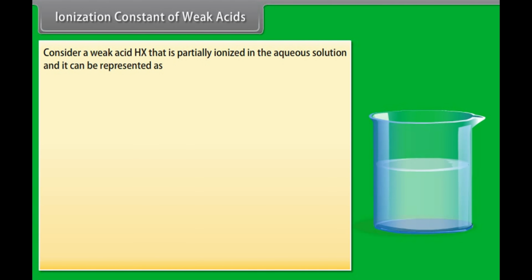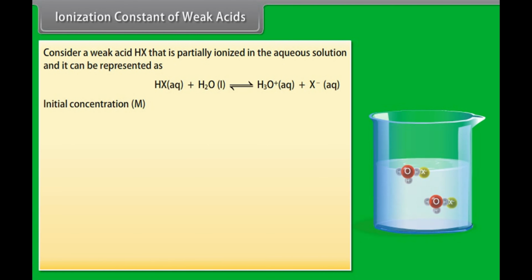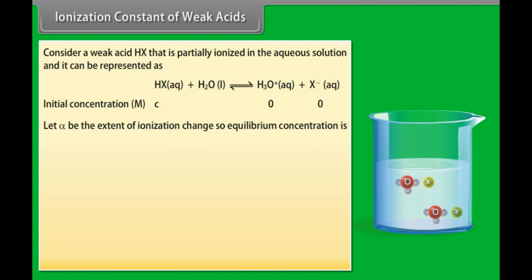Ionization constants of weak acids. Consider a weak acid HX that is partially ionized in the aqueous solution. Let the initial concentration of HX be C. Let alpha be the extent of ionization, so the equilibrium concentration of HX is C minus C alpha. H3O plus equilibrium concentration is plus C alpha, and X minus equilibrium concentration is plus C alpha.